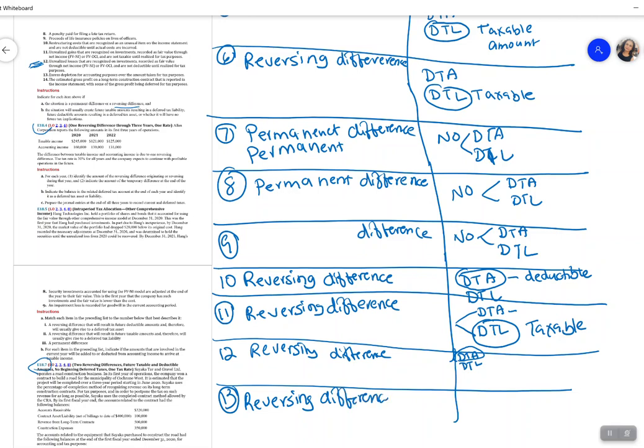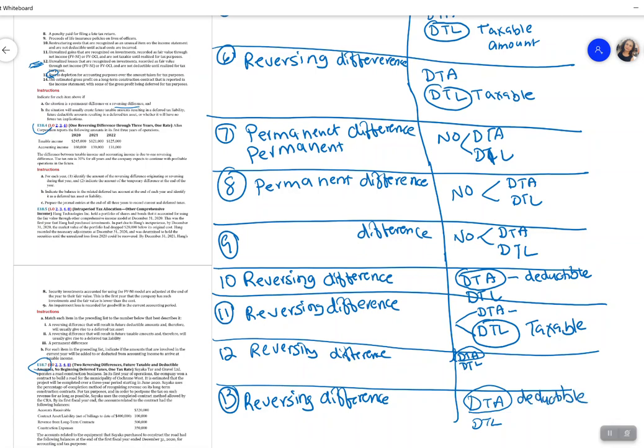If it's a reversing difference, we needed to know, are we going to have a deferred tax asset or deferred tax liability? So the word is excess. Depreciation is for accounting purposes, where CCA will be taken for the income tax purposes. In this case, it will be deductible. If it's going to be deductible, it's going to be an asset.